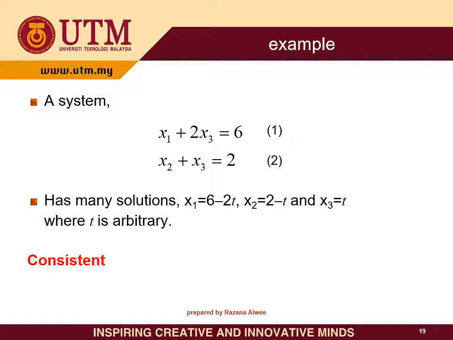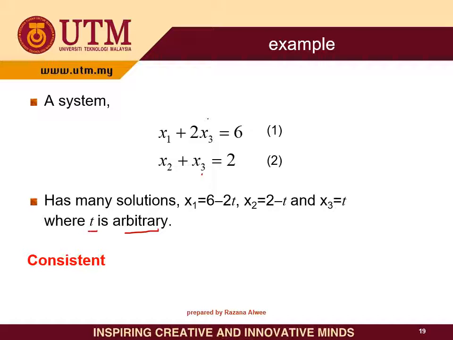This is another example of infinite solutions. We have two linear equations here: x1 plus 2x3 equals 6 and x2 plus x3 equals 2. These have many solutions whereby t is arbitrary. We insert t into the equation. Arbitrary means it can be any number and still satisfy the equations.